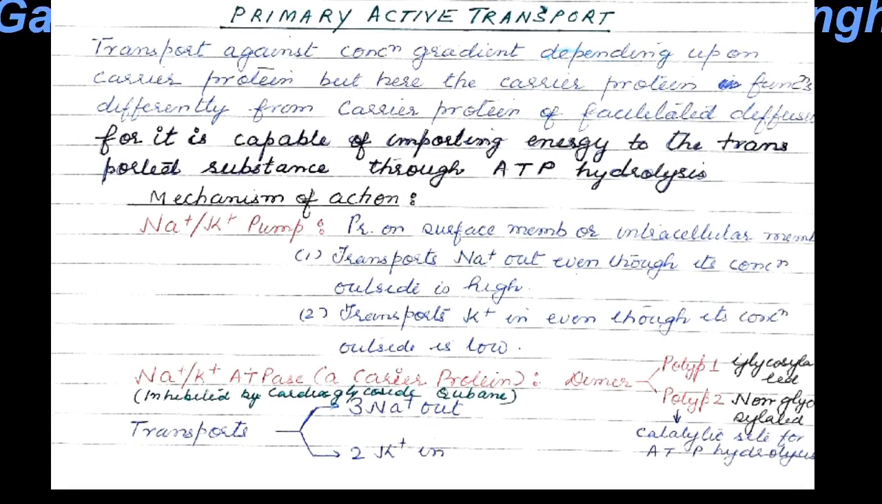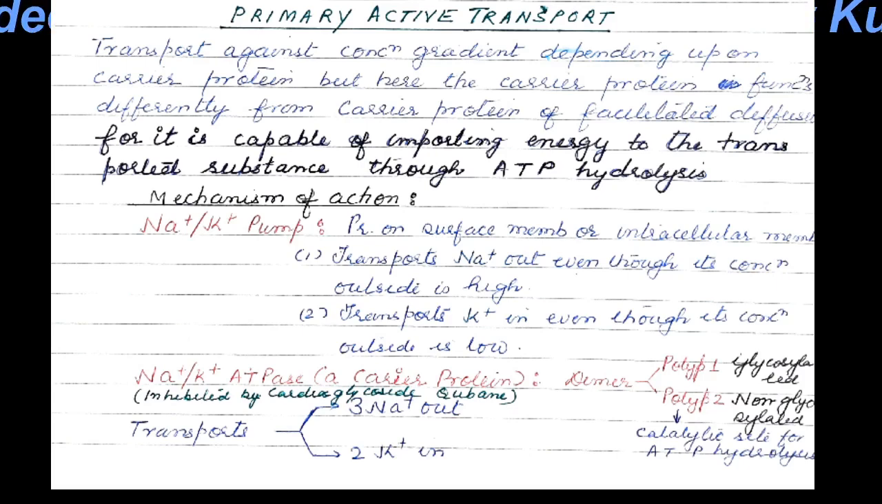The mechanism of active transport: the sodium potassium pump is involved, present on the surface membrane or intracellular membranes. It transports sodium out even though its concentration outside is high, and transports potassium inside even though its concentration outside is low and inside is high.